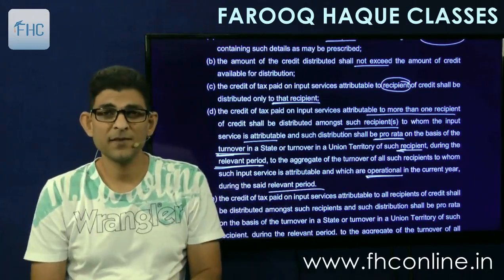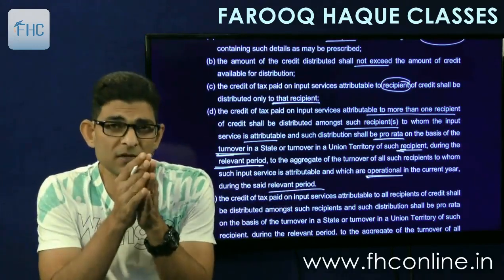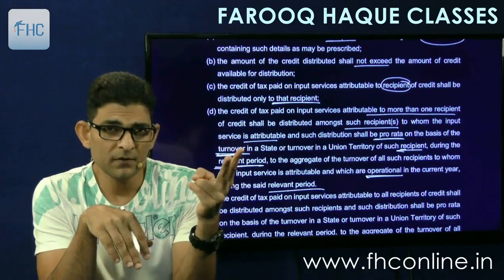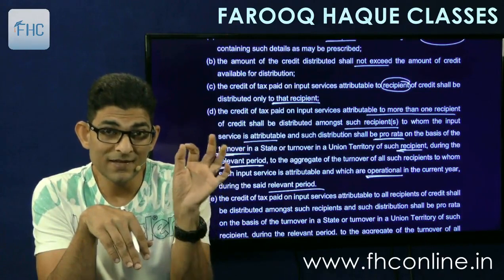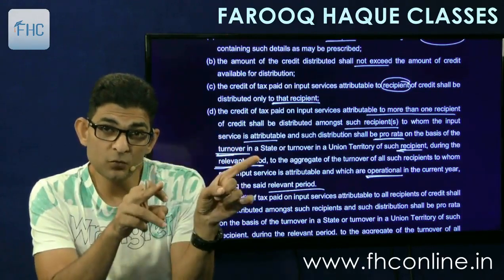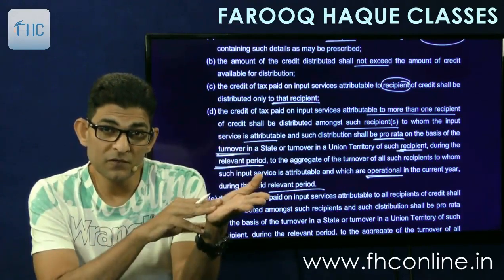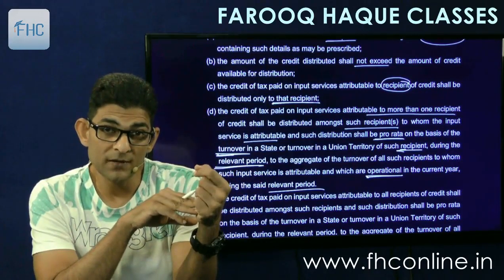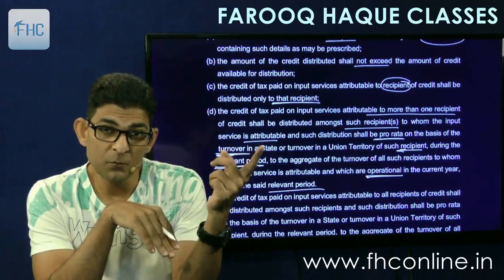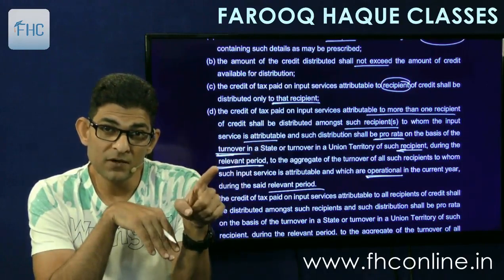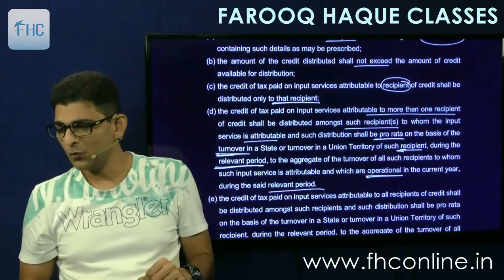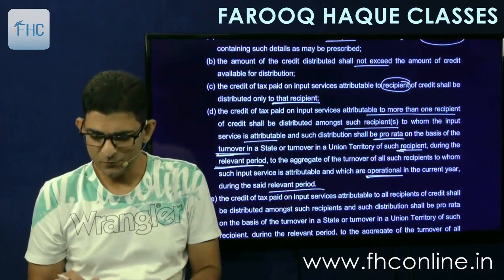Very simple point. Say if the benefits are derived by 2 units, we will take the turnover of both of them and then we will segregate the credit in the proportion of their turnover. If the turnover of unit 1 was 50 lakhs and the turnover of unit 2 was 75 lakhs, so the total is 125. So distribution will be 50 upon 125 and 75 upon 125. So simple. All of you know how to do it. Proportion is very simple.